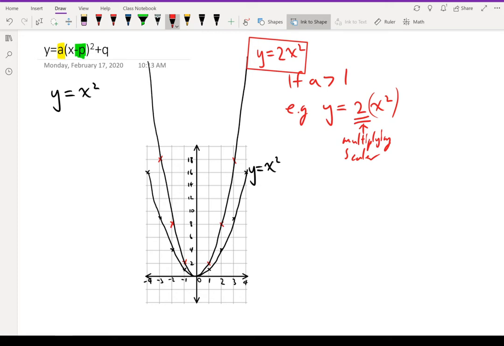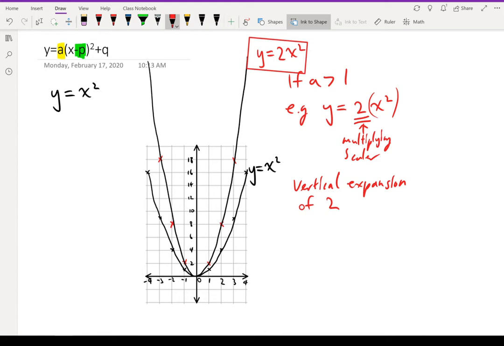Yes, the textbook does use the terminology: there is a vertical expansion, and the multiplying scalar of 2 gives a vertical expansion of 2. That means I have stretched it out to double the original values. So that is if a is bigger than 1.